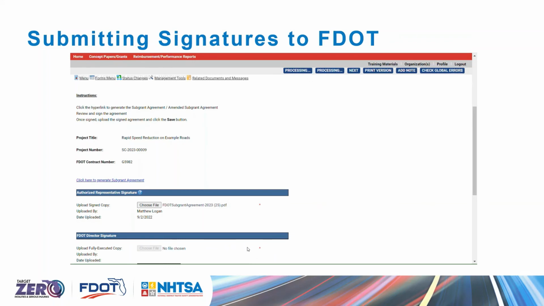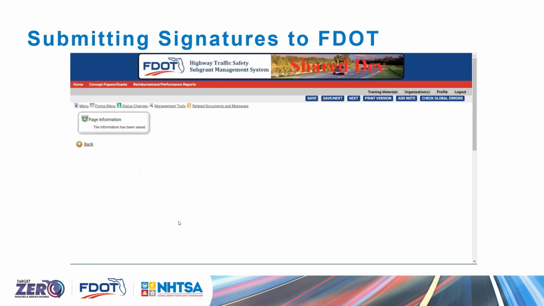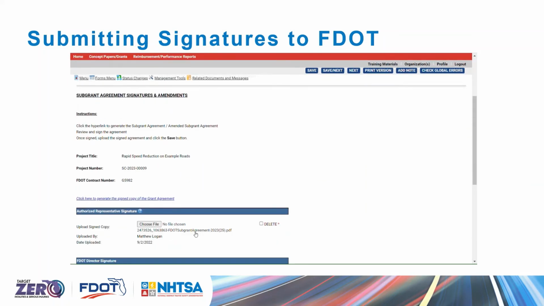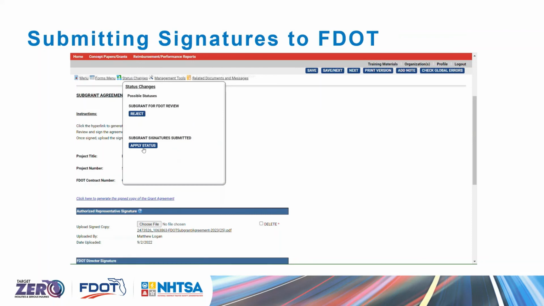So once you've saved, you'll be able to see that the file is actually attached in the system. So now you see that you actually have a link to the file and it's uploaded. The last step is to status change the document to signatures submitted.